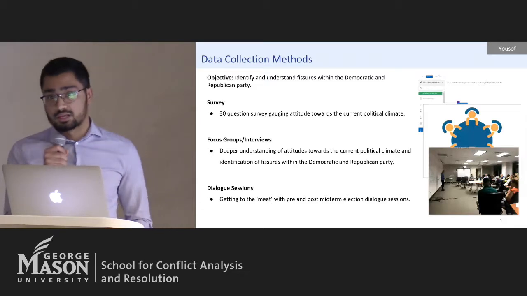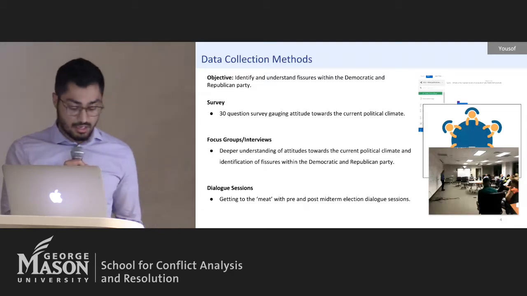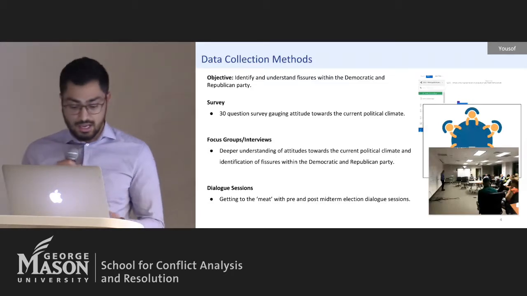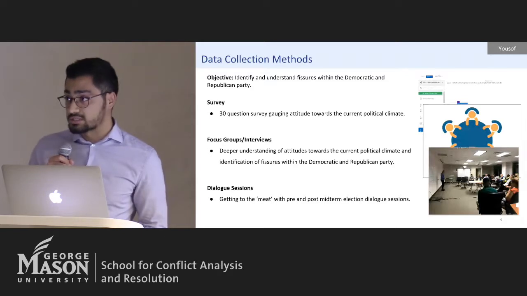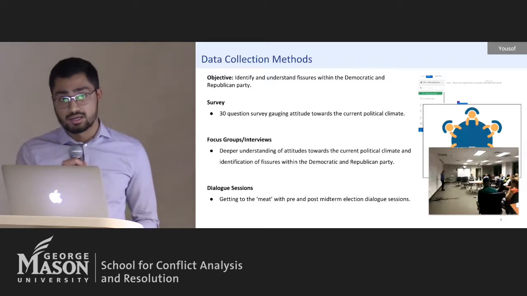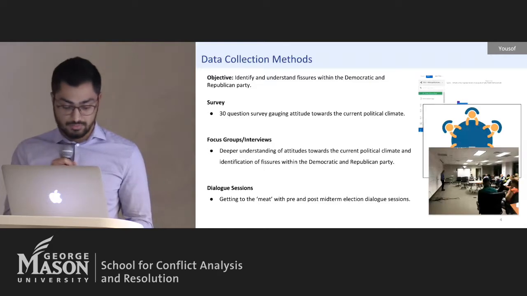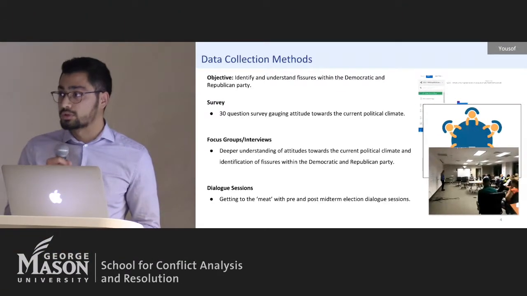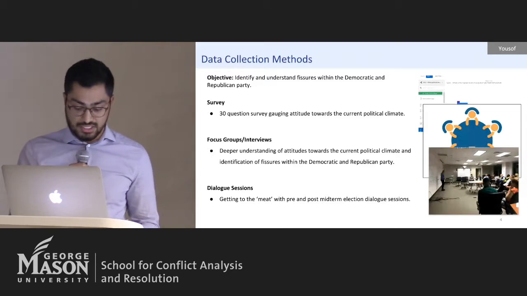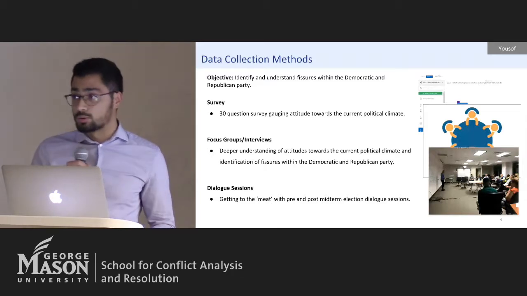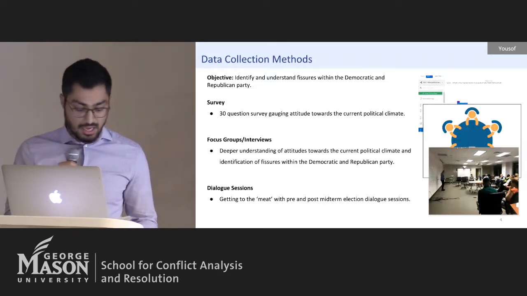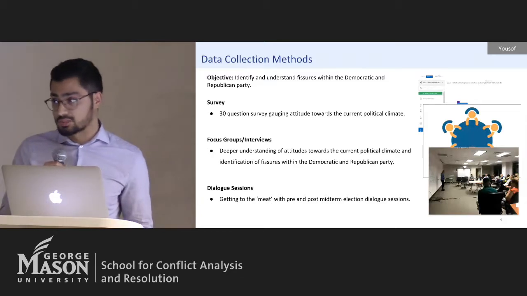The first data collection method that we engaged in was a survey. The reason why we did the survey was to gauge the current attitudes towards both the Democratic and Republican Party. The survey was designed on a program called Qualtrics, and it consisted of about 30 questions. A portion of the questions requested general demographic information from the respondents, which allowed us to learn more about who we were engaging with. Some of the questions in this survey include such things as how old are you, what is the highest level of education that you've completed, and what region of the country do you reside in, and so forth.